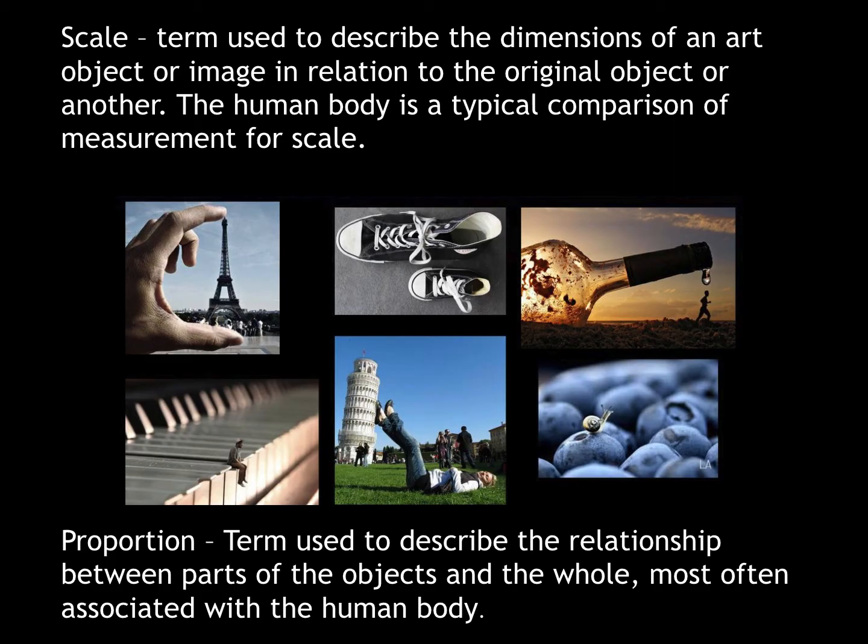So just to recap, thinking about scale and proportion. Scale is the term that we use to describe the dimensions of an art object or image in relationship to the original object or another. The human body is a typical comparison of measurement for scale. And with proportion, this is the term used to describe the relationship between parts of the object and the whole, most often associated with the human body.